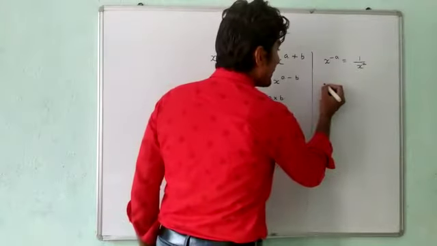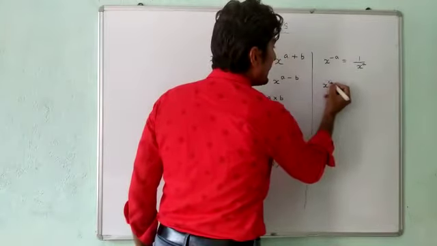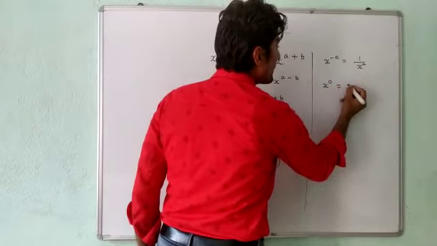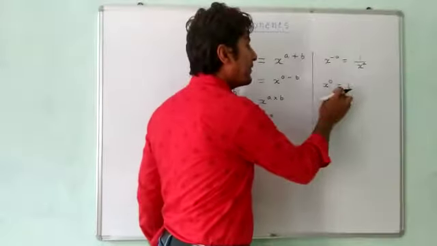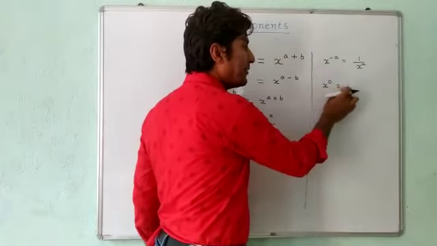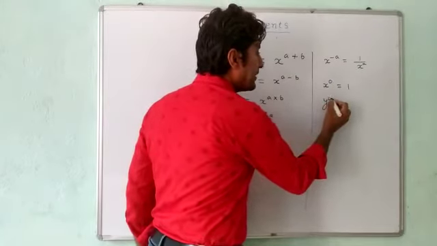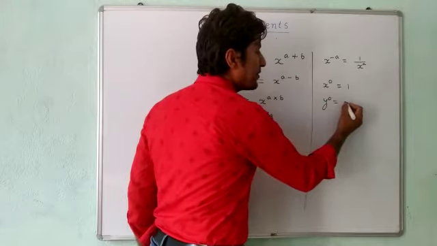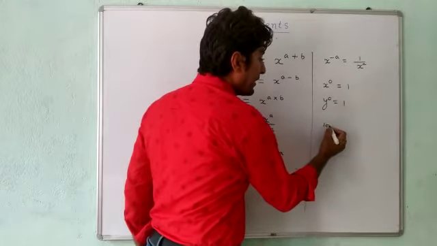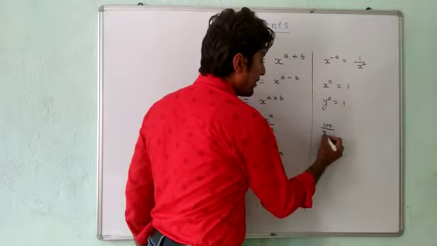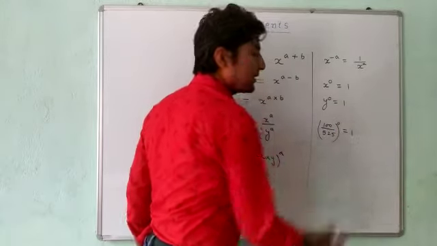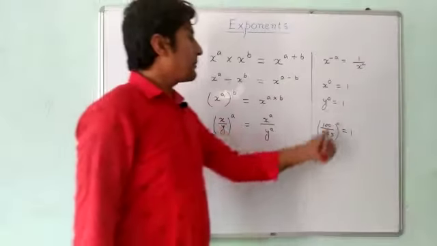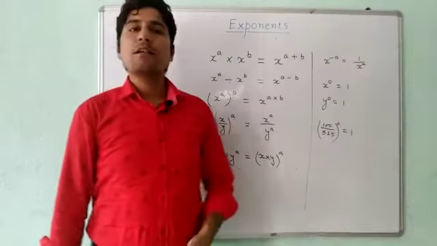And one more property is there. If anything carrying power 0, the result is equal to 1. Once again I am repeating, if x is carrying power 0, the result is 1. If y is having exponent equal to 0, then also 1. If 100 upon 525 whole to the power 0, this also results in 1. If 1 crore to the power 0, then it also results in 1.